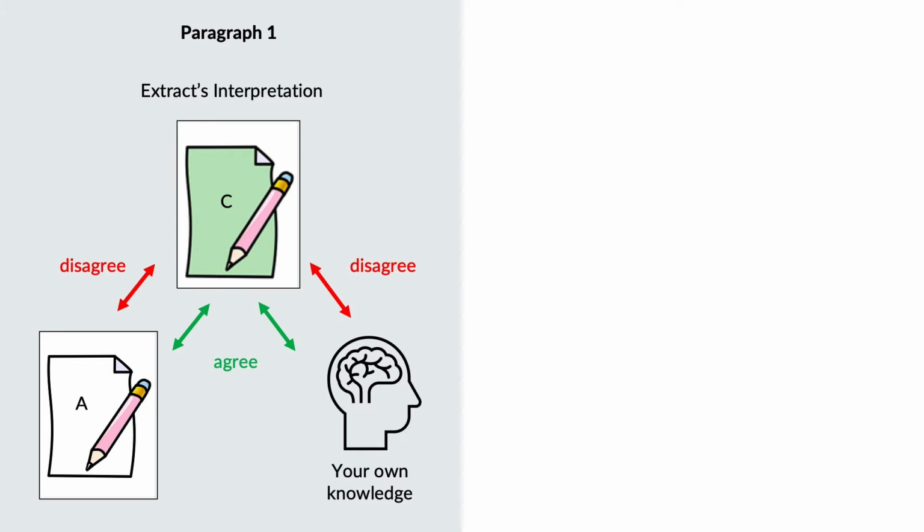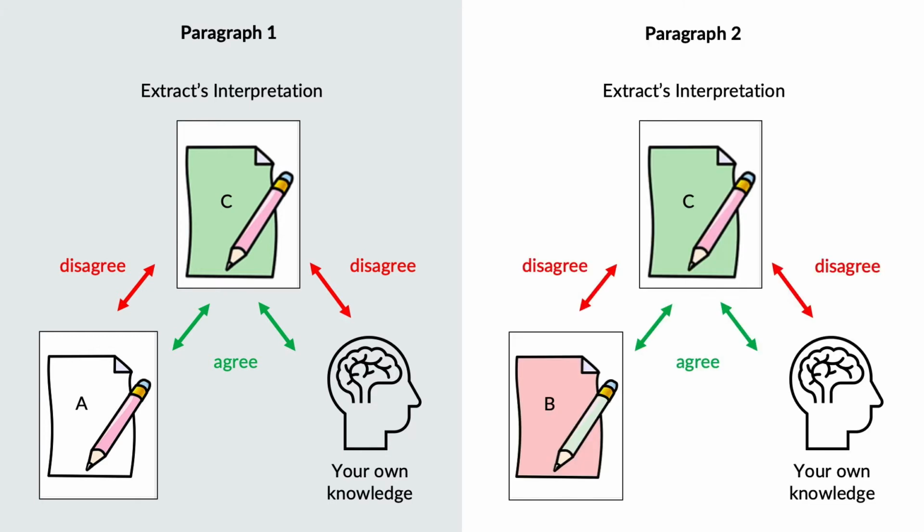And one way to think about this is that you should begin with what is the extract's interpretation, and then look at source A. How does source A agree with this interpretation? How does it disagree? Do you have any particular knowledge that would help to agree or disagree with this point of view? And then you have to do the same thing with the source B. So essentially, your first paragraph will be about source A. The second paragraph will be about source B. And it all points back to that extract, what the historian's interpretation is.